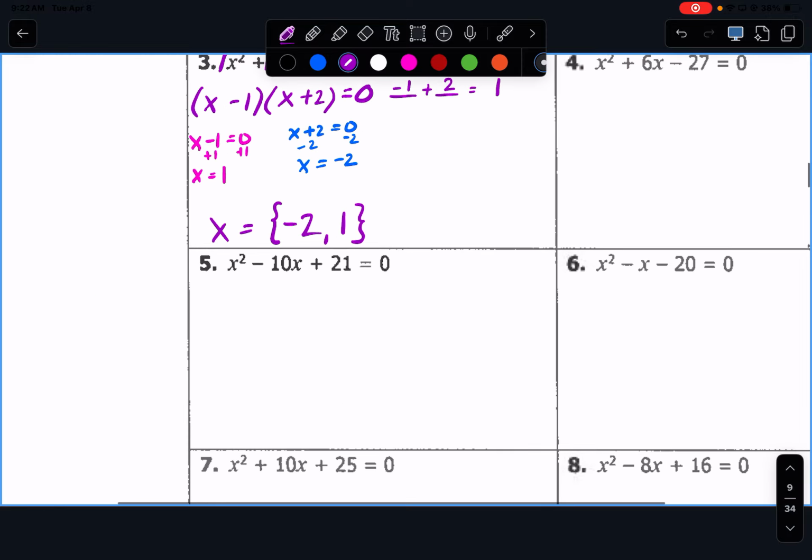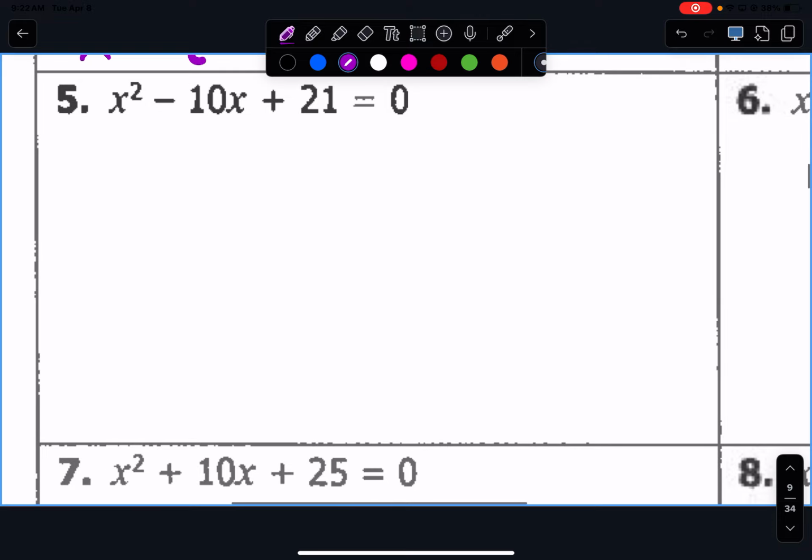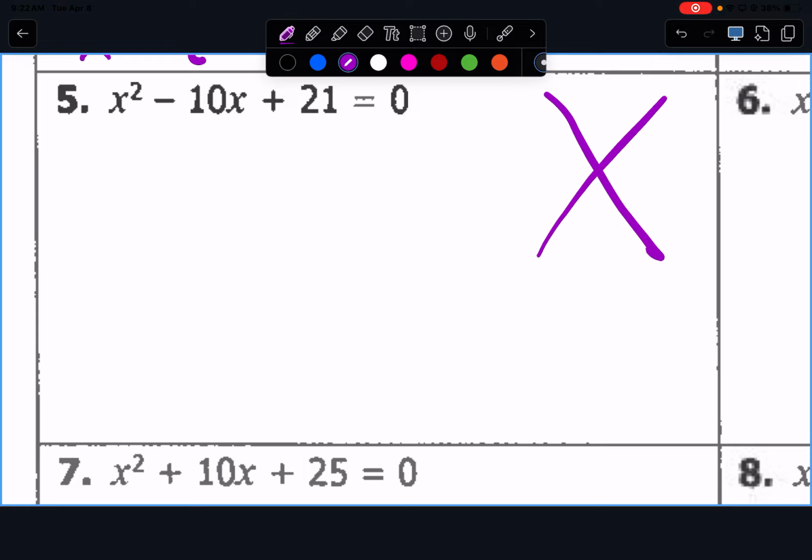Now I want us to go ahead and look at number 5. Okay, so for number 5, what is A times C? 21. So we have to figure out what multiplies to give us 21 and what adds to give us negative 10. What are the factors that do that? Negative 7, negative 3. Can I use the shortcut? Yes or no? Yeah, because our A is 1. So how would I use the shortcut to write our answer in factored form?